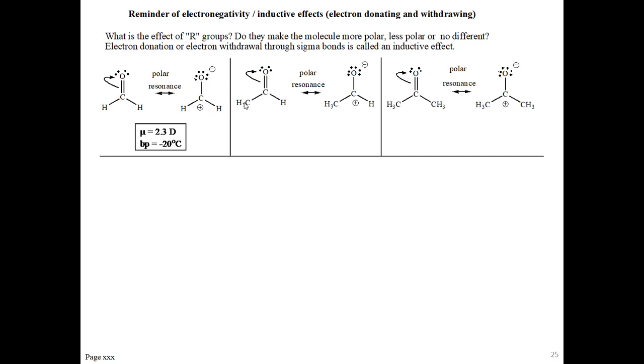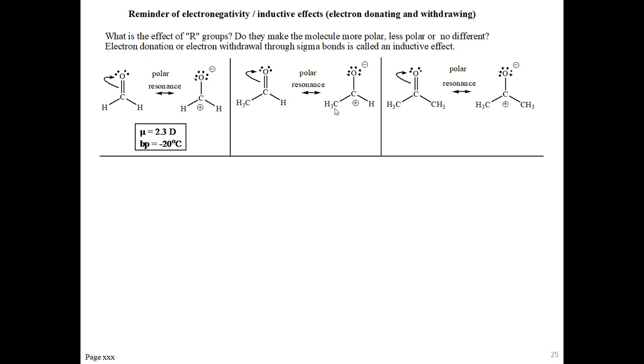This is actually a methyl, but in more general terms we call it an R group, because it could be other things, anything that's an alkane type group, like an ethyl, isopropyl, propyl, stuff like that. So if I put this here and I draw the resonance structure, does this help the positive charge or does this hurt the positive charge? Well, the dipole moment should tell us.